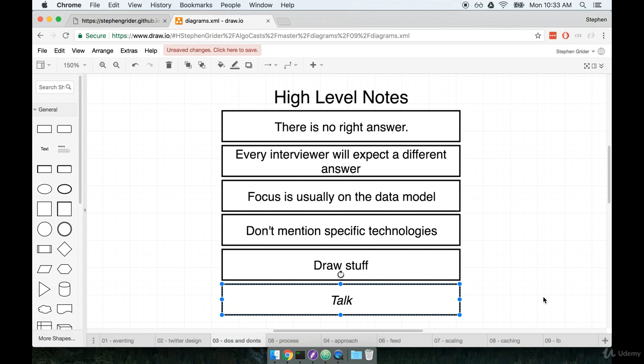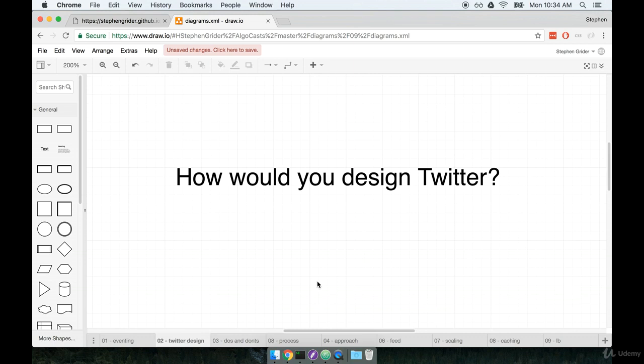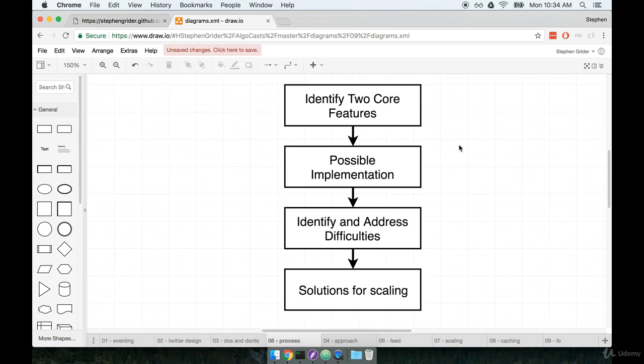Okay, so that's my high-level notes. Now we're going to pivot a little bit, and I'm going to give you one possible strategy that you can use to answer any type of question like this. Any type of question like, how would you design Twitter or eBay or Facebook or whatever it might be. All right, so here's the general strategy. This is a strategy that I recommend. It might not always be exactly what your interviewer is looking for, but it's definitely a place to start.